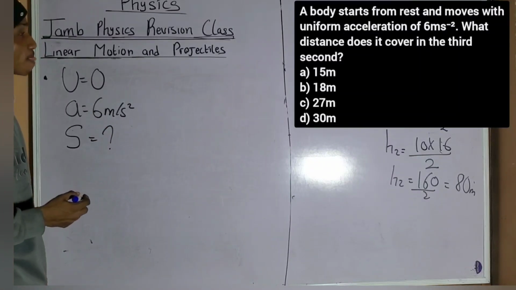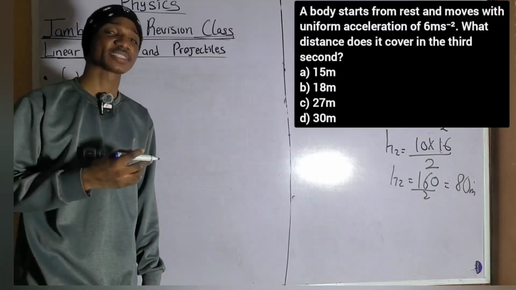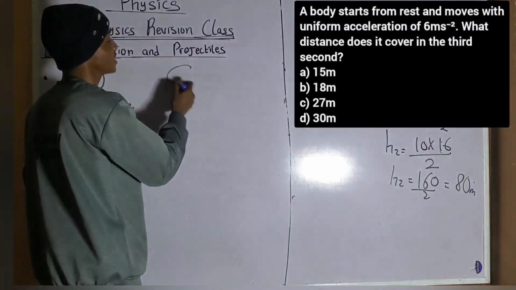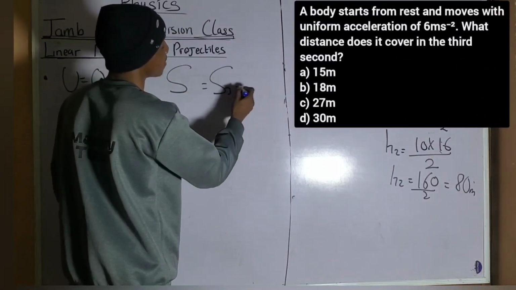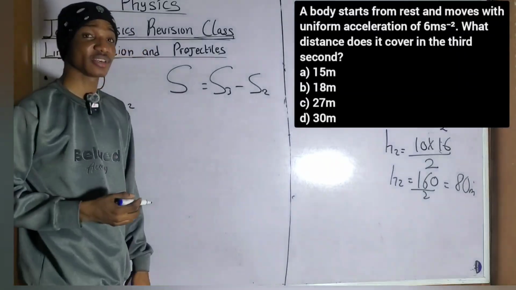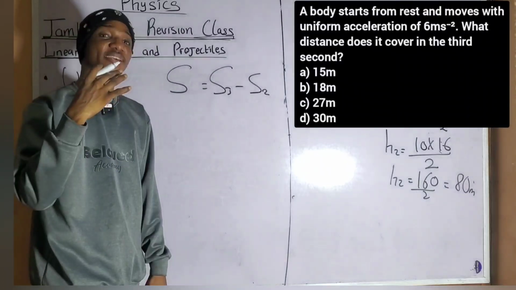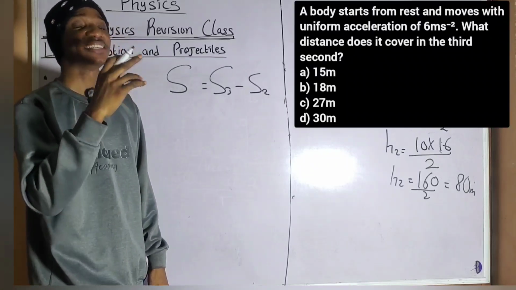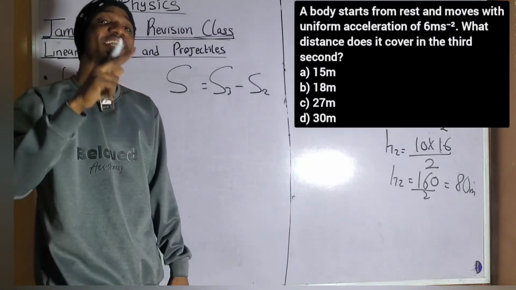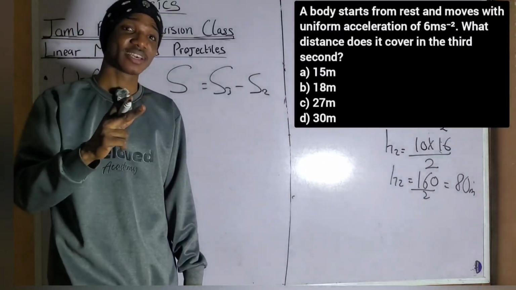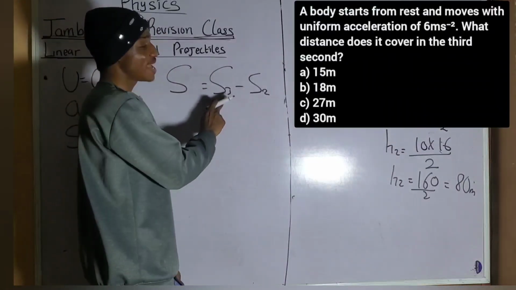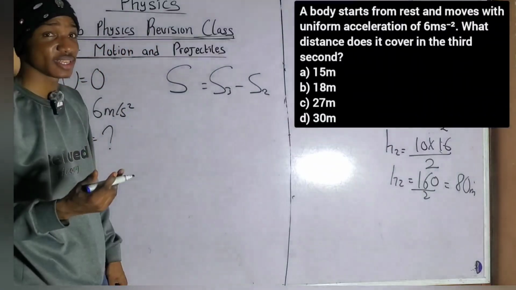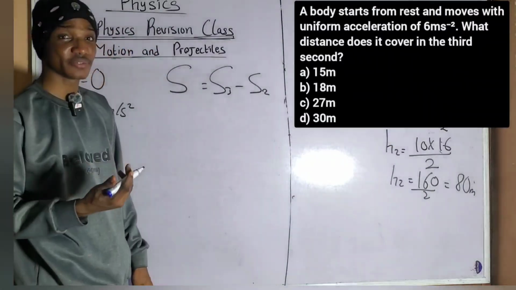Now listen to me carefully. The distance that the body covers in the third second will be the difference between S3 and S2. That is what I'm trying to say. The distance that the body covers in the third second simply means the distance that the body covers in the last 1 second. Are you getting it? Now, that will be the difference between S3 and S2. So that means that you have to calculate S3 differently, S2 differently. Then you take the difference, okay?